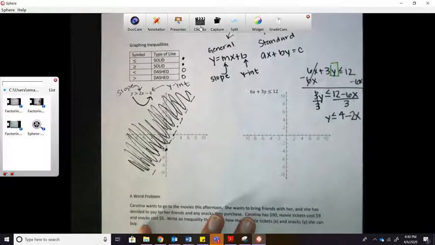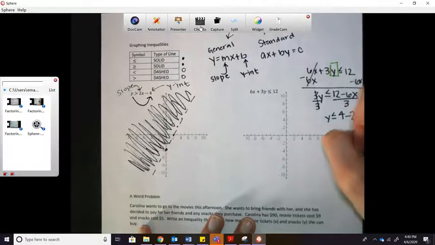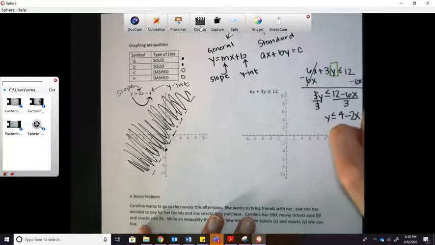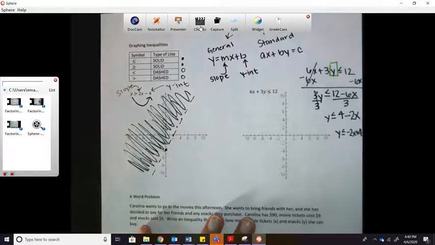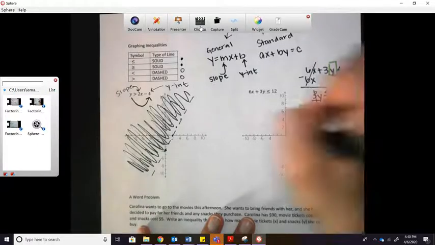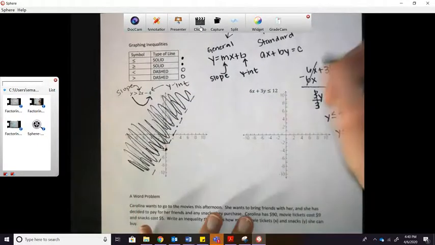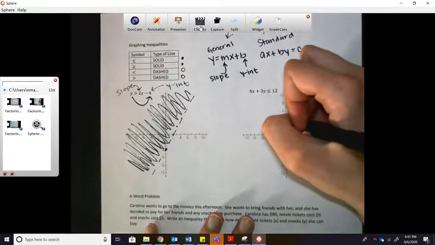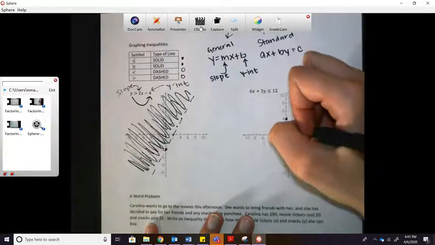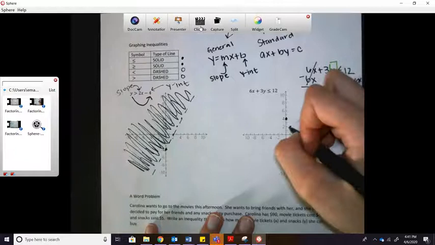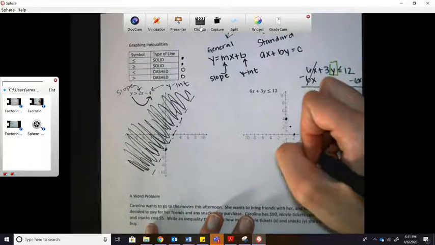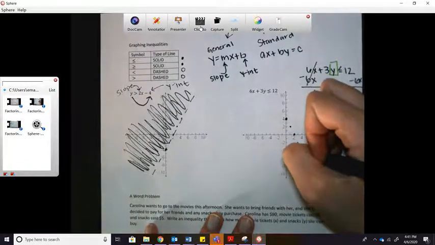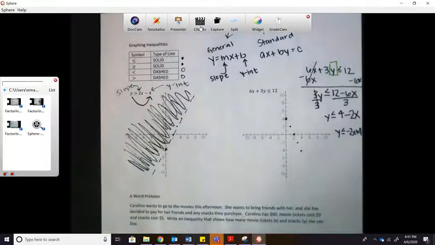Now, we could rewrite this and have y is less than or equal to -2x plus 4. But either way, you can see that the slope is still in front of x. It's -2. And then 4 is by itself, so it's the y-intercept. So this is kind of opposite what we just did. We're going to start at +4 and we're going to go down 2 over 1 because our slope is negative. So I'm going to connect as many as I can to create a line.